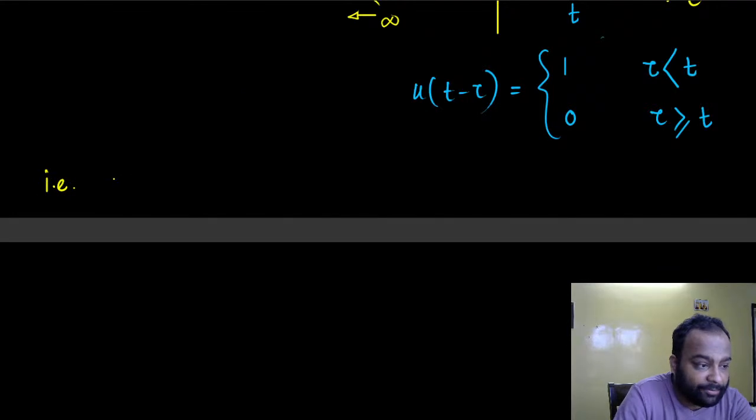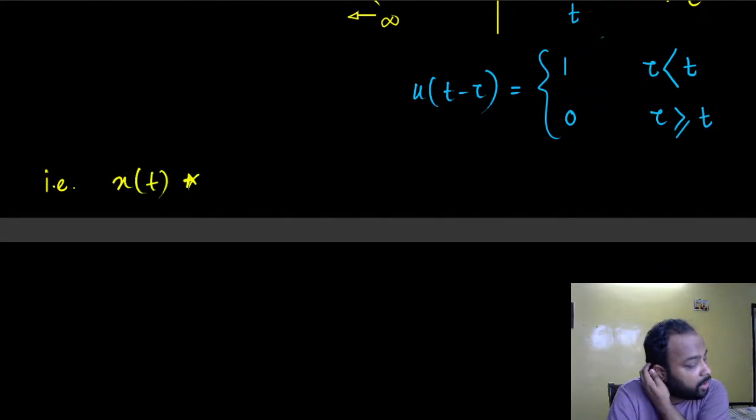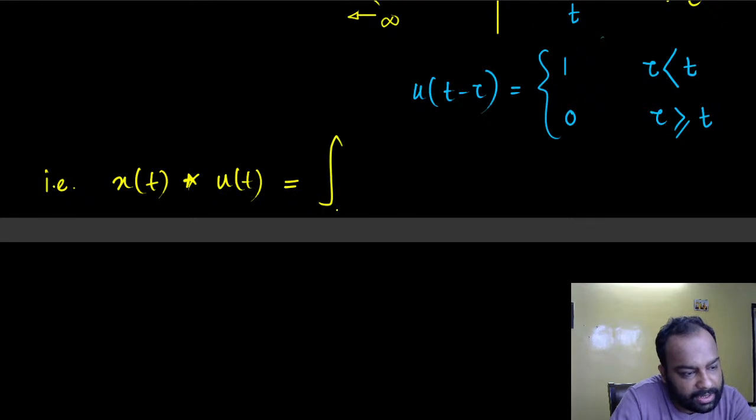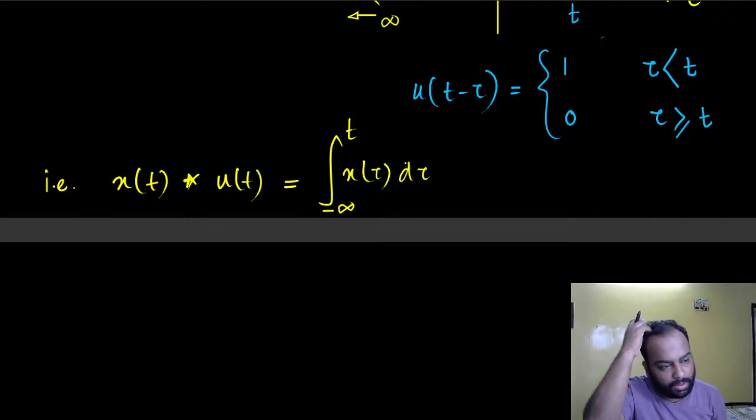What we have essentially derived so far is that if I convolve our x(t) signal with a unit step signal, then it essentially becomes this integration from minus infinity to t of x(tau) d tau. The convolution with unit step essentially becomes this.